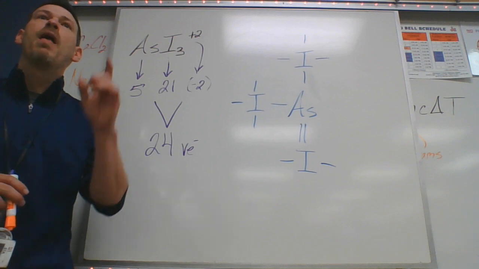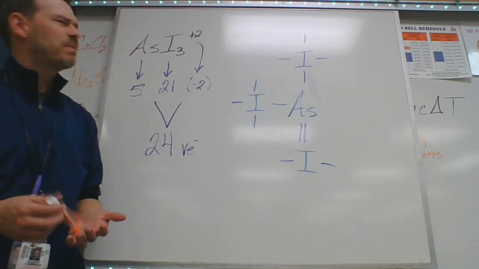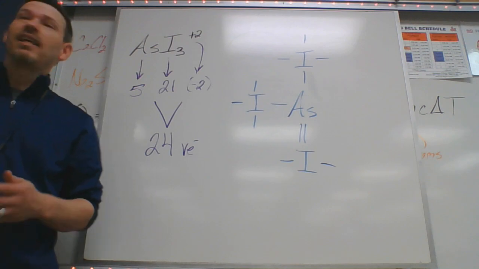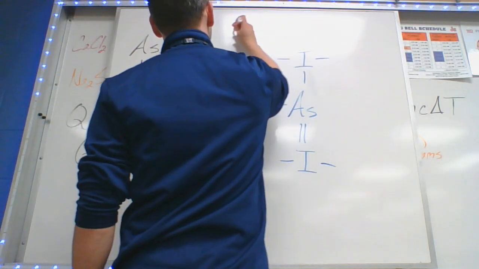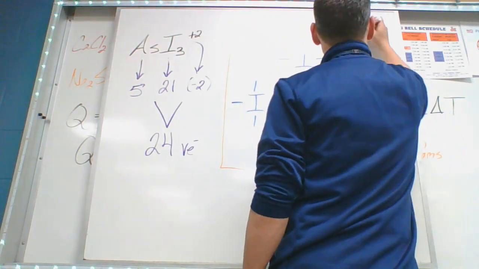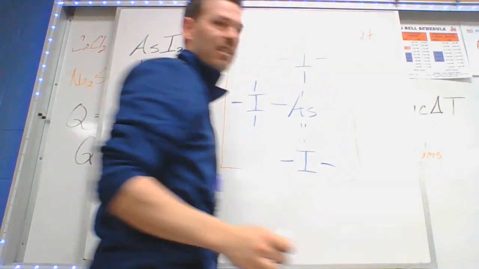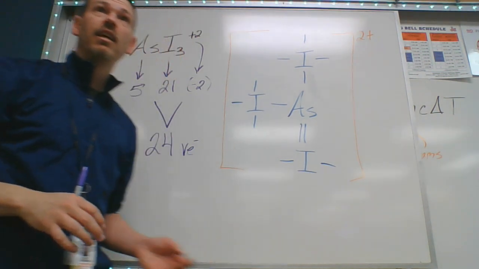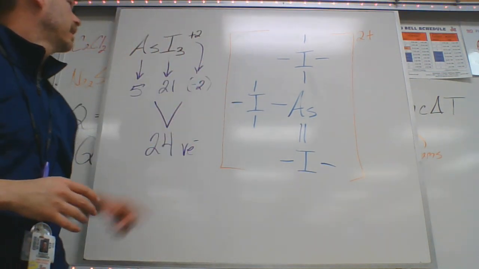Don't put your stuff away yet. There's something missing. What's missing? Why is my drawing still wrong? Yeah, right? Remember what ions get you? Don't forget them brackets. 2 plus, because that was its charge.